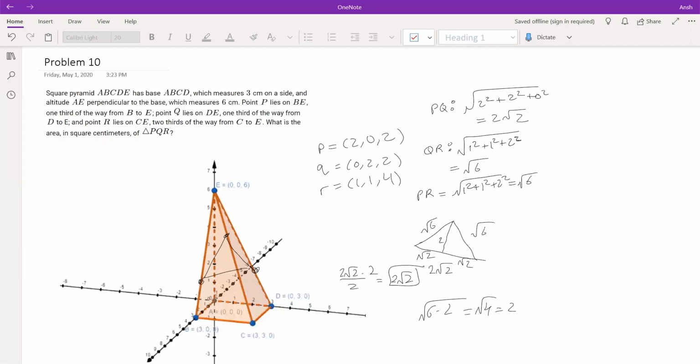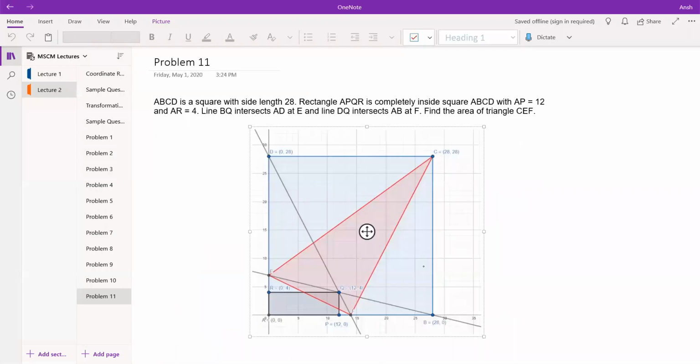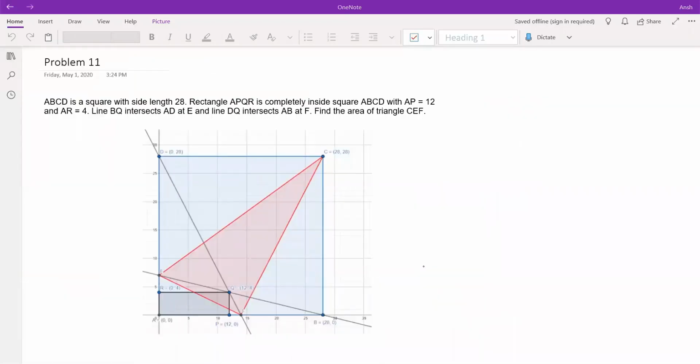All right, now we have one more question left. All right, so here we have ABCD is a square with side length of 28. Rectangle APQR is completely inside square ABCD with AP equals 12 and AR equals 4. Line BQ intersects AD at E and line BQ intersects AB at F. Find the area of triangle CEF.